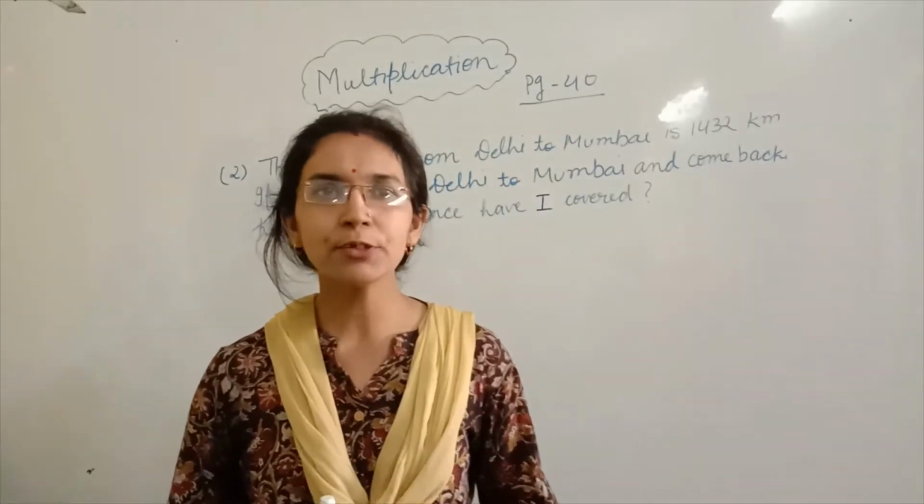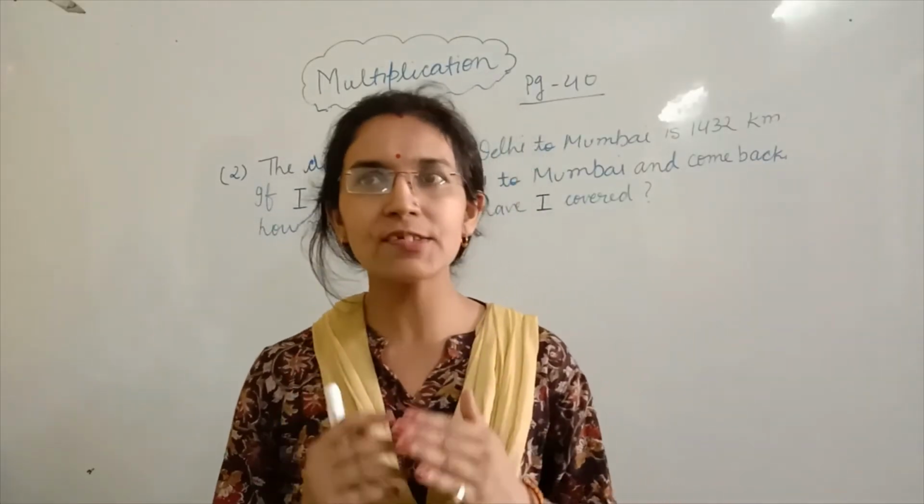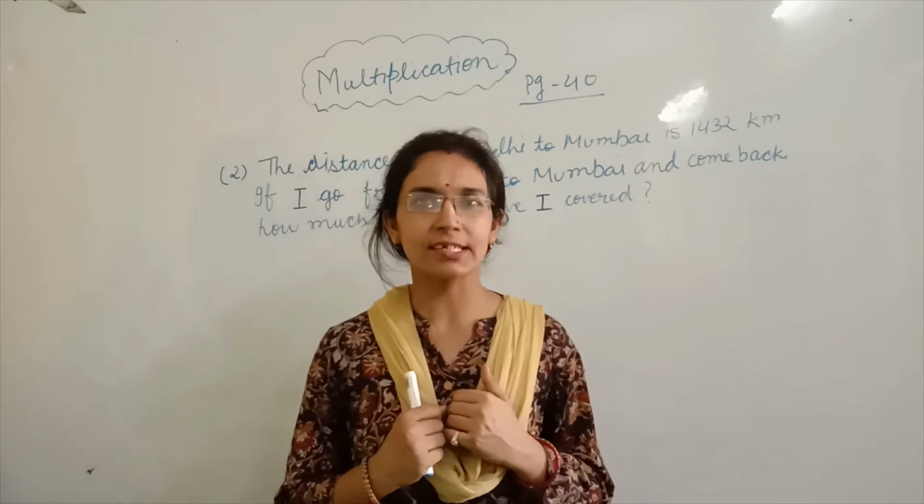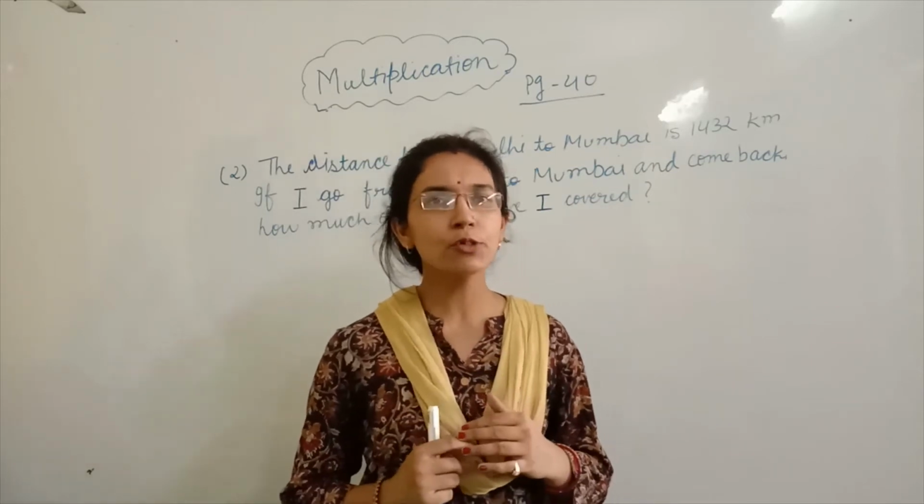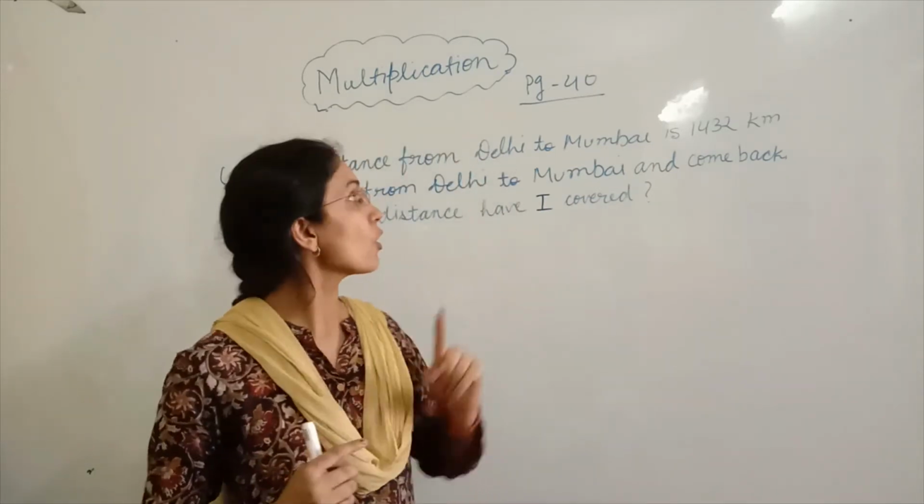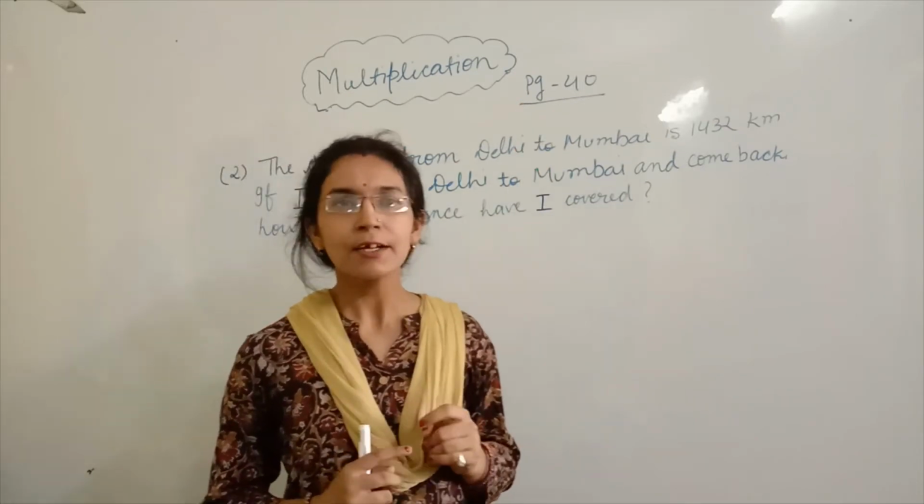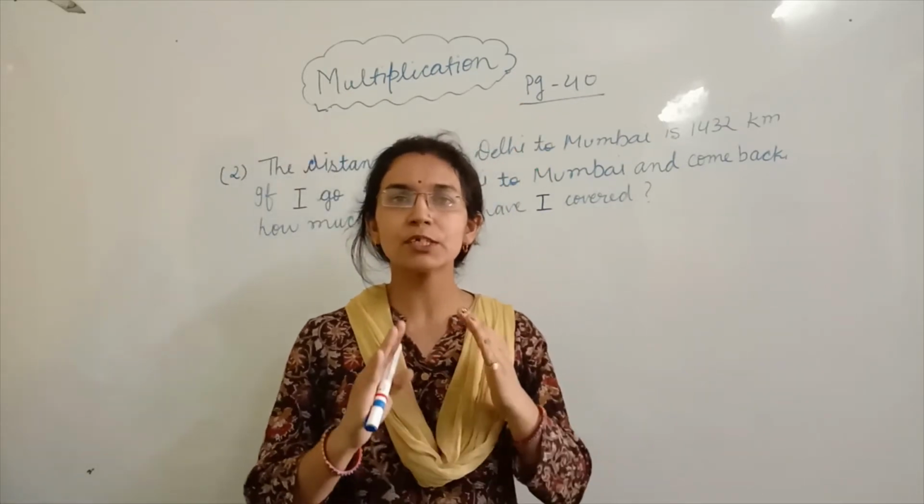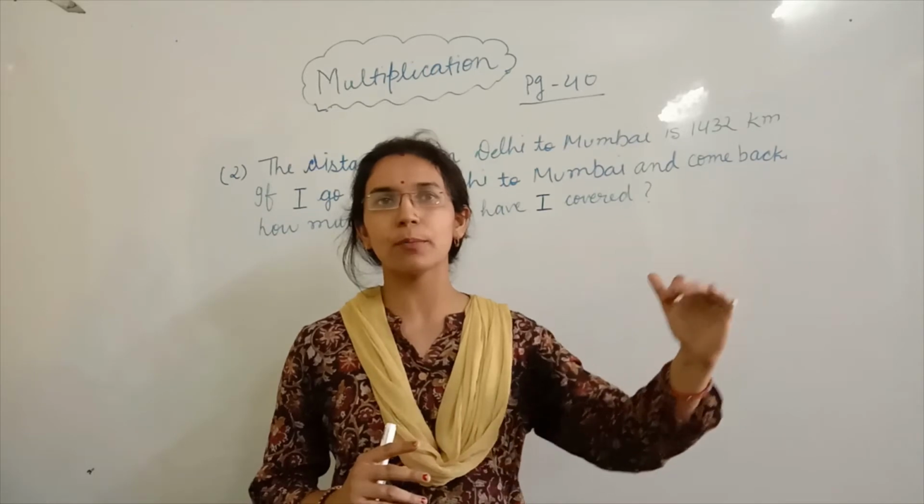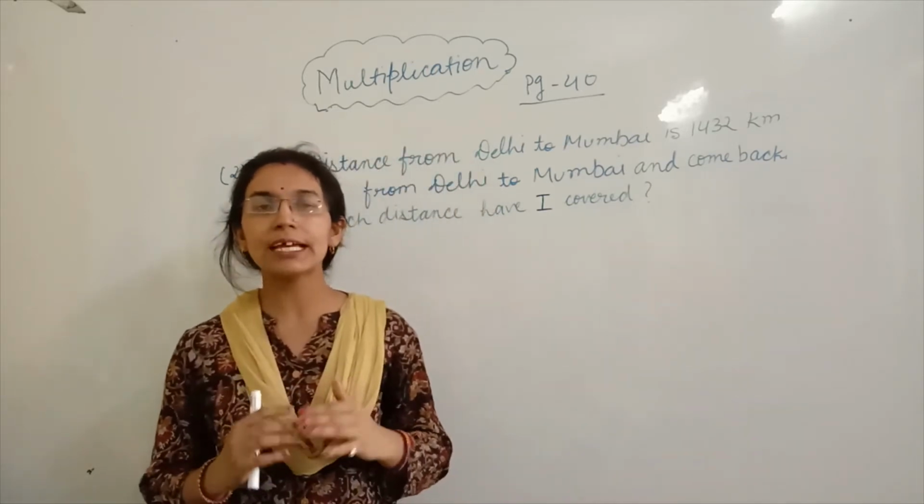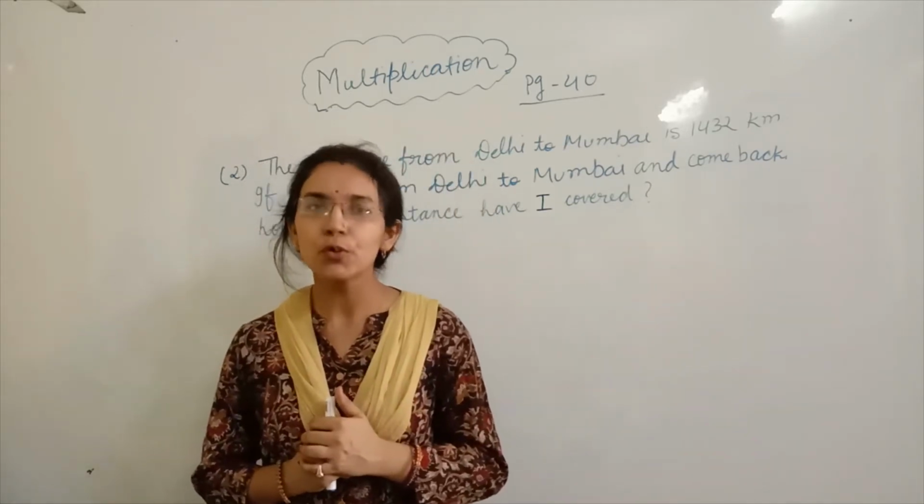Accordingly, children, you have to do the rest of the sums on your own in the book itself. I had explained how to multiply a 4-digit number with a 1-digit number. So now I am going to explain you story sums of page 40. Whenever we do a story sum, first of all we should read the question properly, so that we come to know which operation we have to follow.